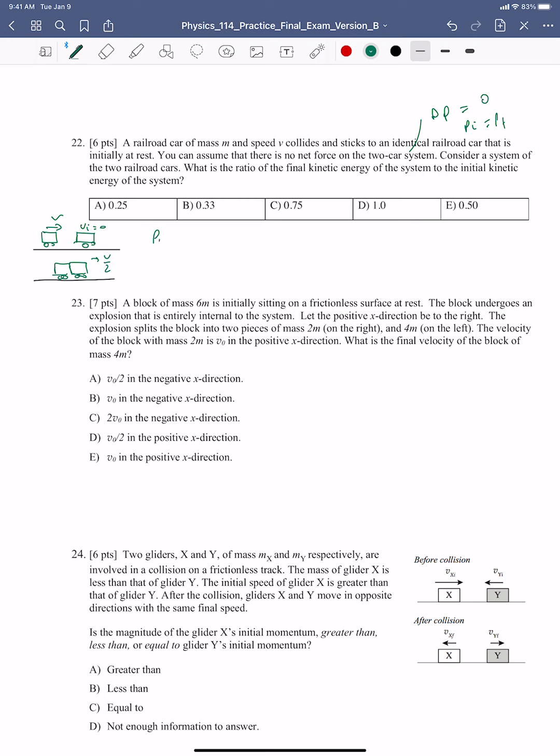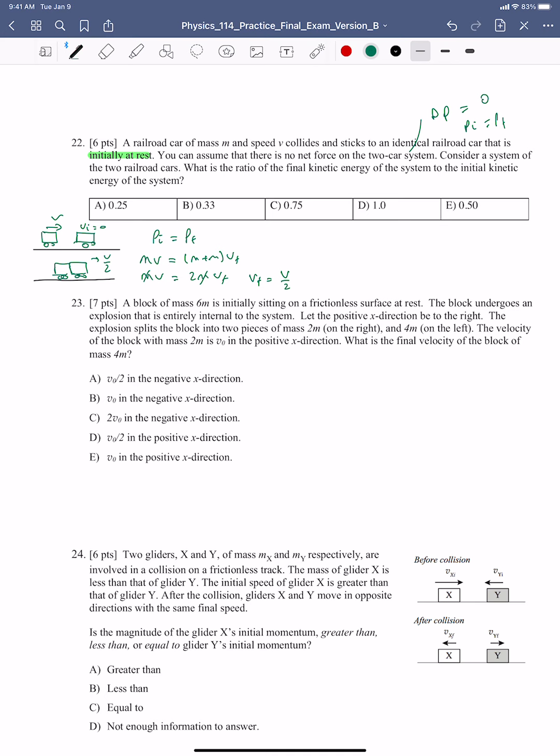So the initial momentum equals the final momentum. The initial momentum is just mv, because the other car is initially at rest. And then they stick together, and so that means they move with m plus m times v final. That's 2m. So mv equals 2m vf, so we cancel out those m's, and you can see that the final velocity is equal to half of the initial velocity.